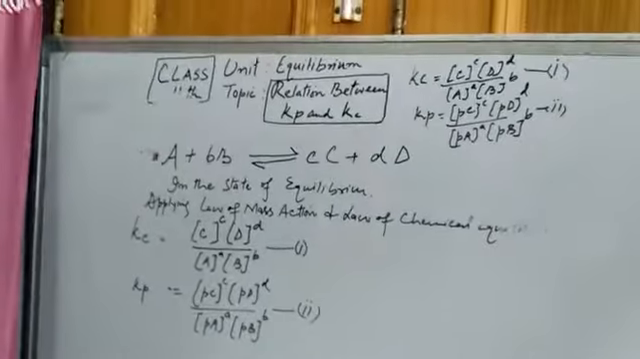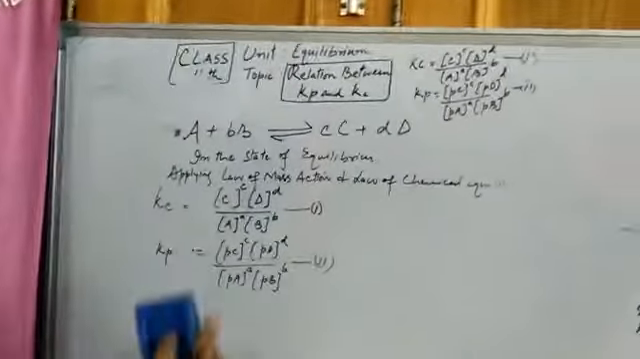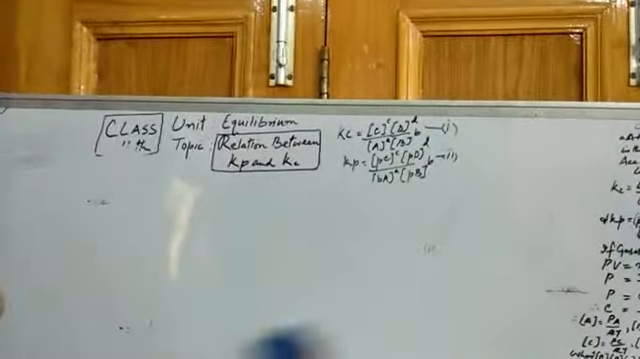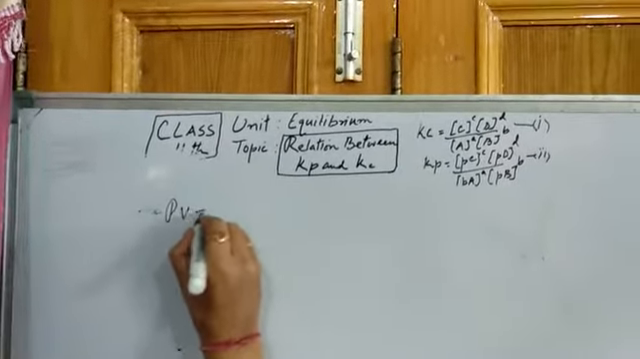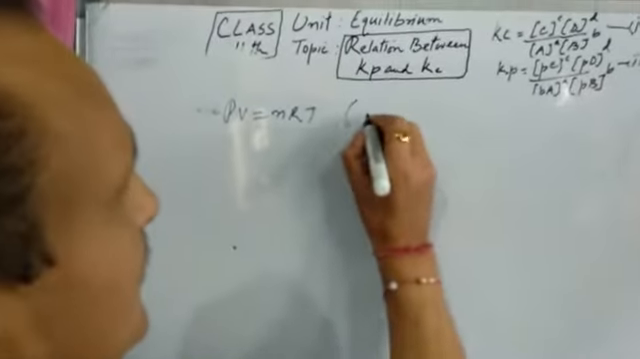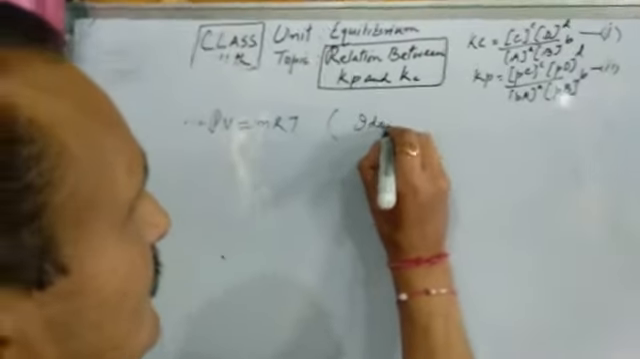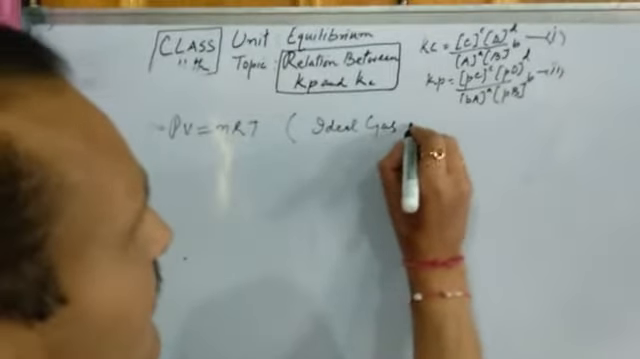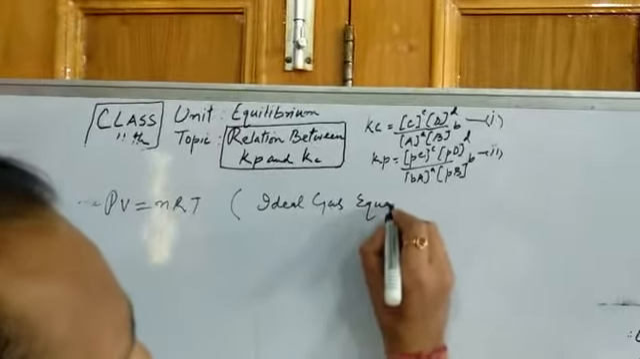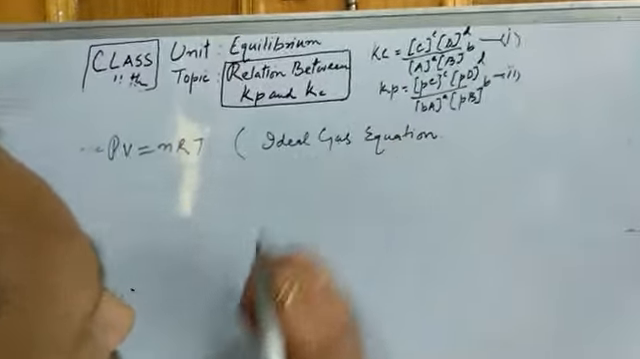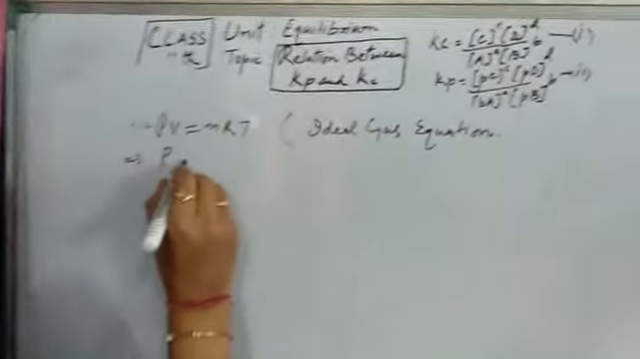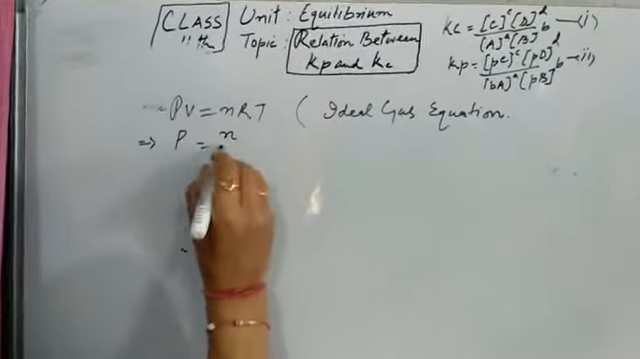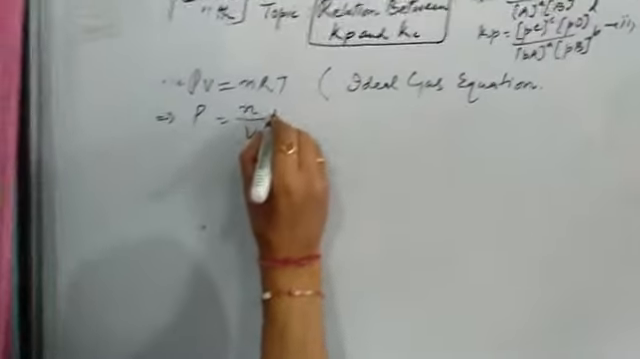Now, suppose the gases are ideal. For ideal gases, we know that PV equal to nRT. It is basically the ideal gas equation. So according to the ideal gas equation, PV equal to nRT. If we further solve it, we can get P equal to n upon V into RT.